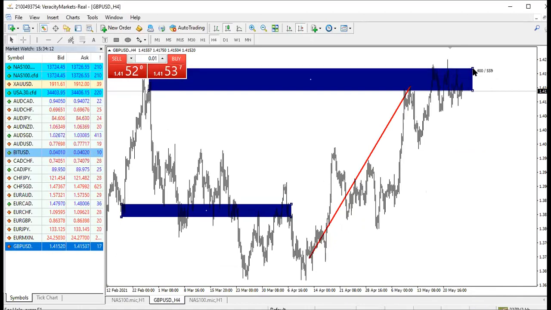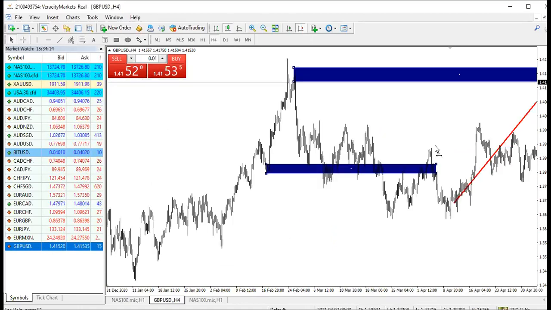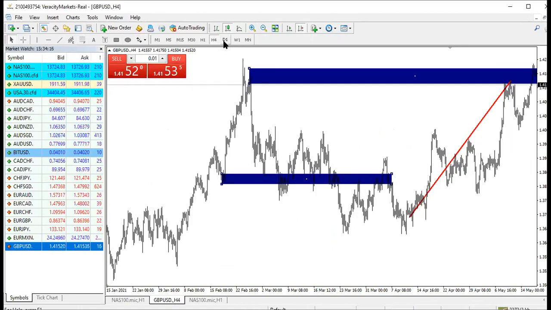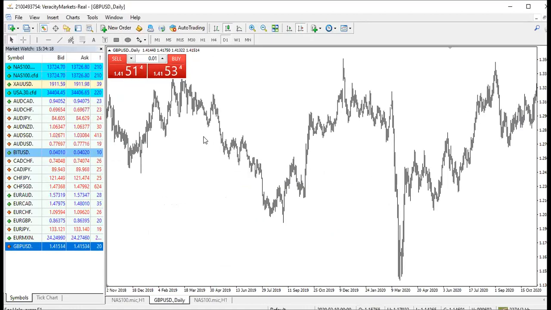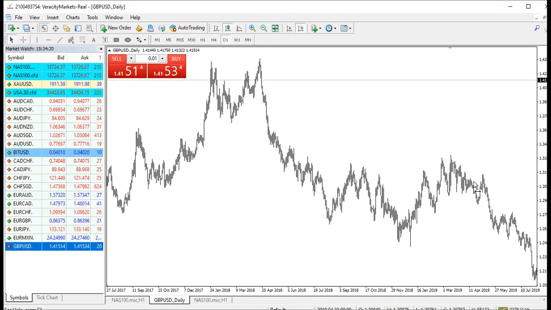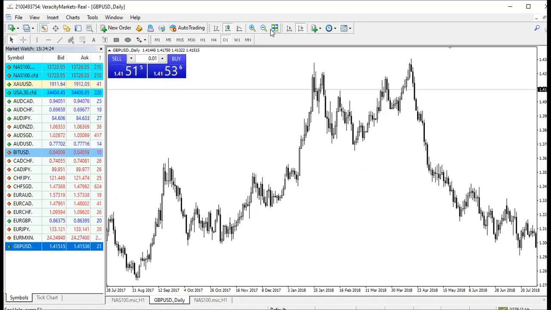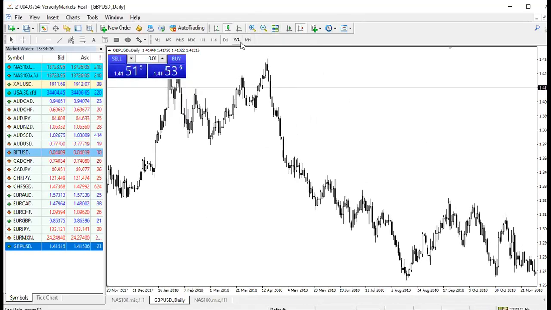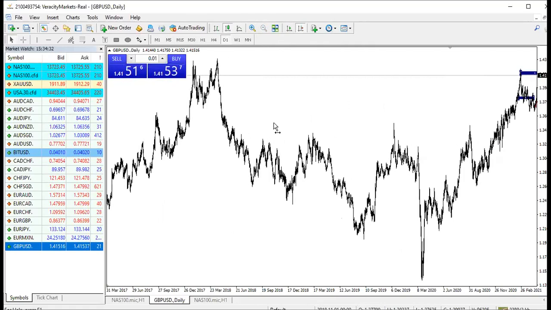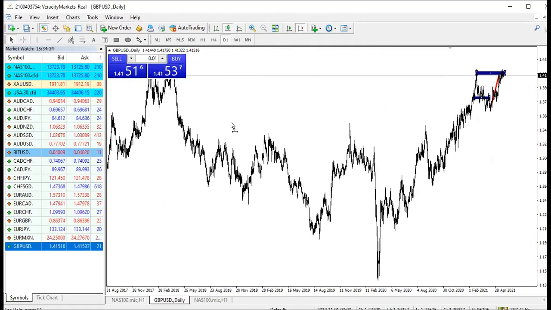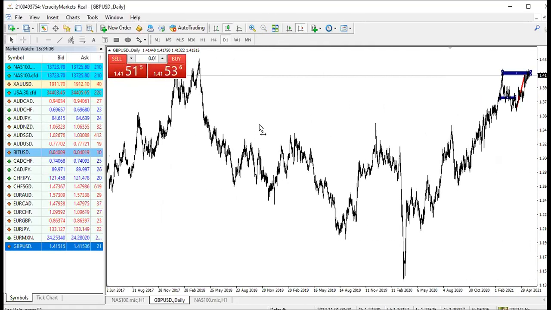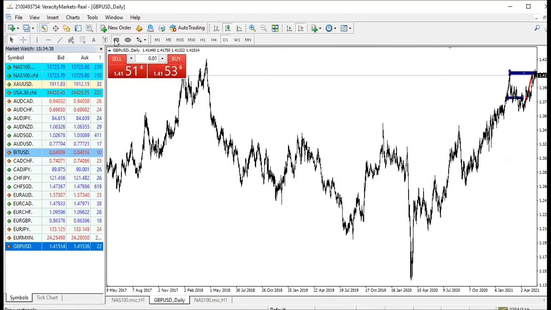GBP USD for now is just playing within this zone. So let's check the bigger picture again. What do we have in the bigger picture? We have this. So what did I do here? Oh, it's no longer fresh.